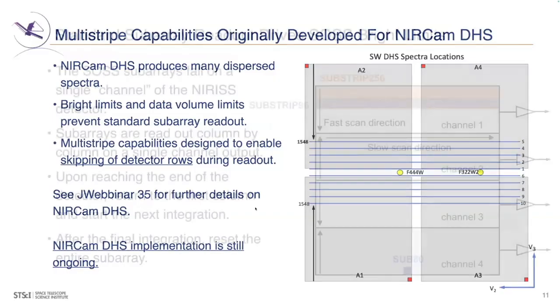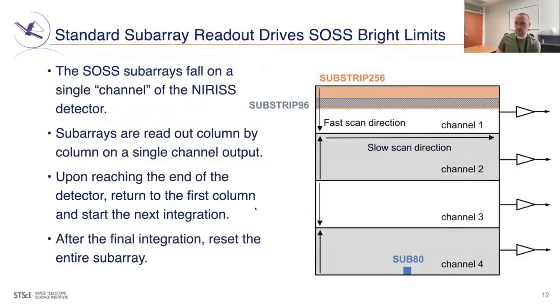Okay, so next we can jump back to SOS. SOS nominally has all of its subarrays operating in one single channel of the NIRISS detector. The way it works is you read along the fast direction first and then the slow direction second. So we're reading column by column, quickly along until we reach the end of the detector, and then we jump back to the front. And that defines an integration.